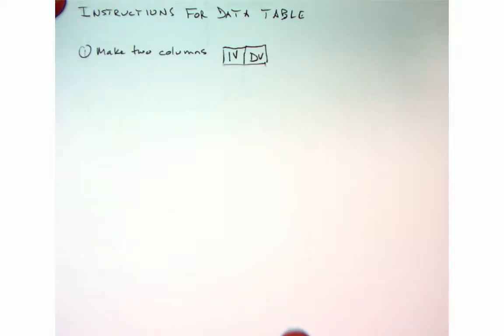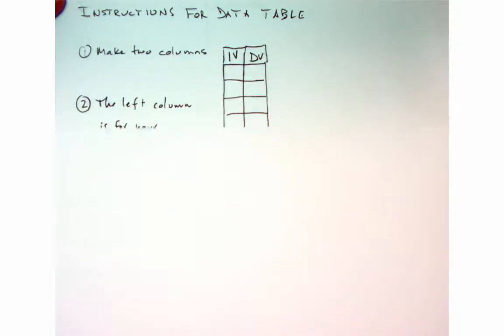So, the first thing we need to do is make a data table. And a data table is just a table or set of columns and rows that organize the data that you collected in an experiment that you did.